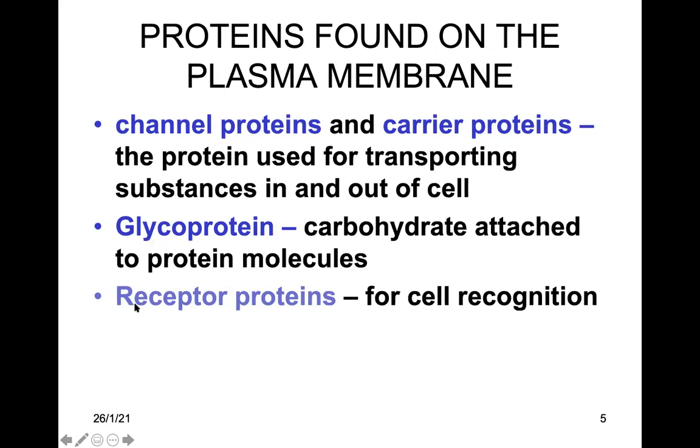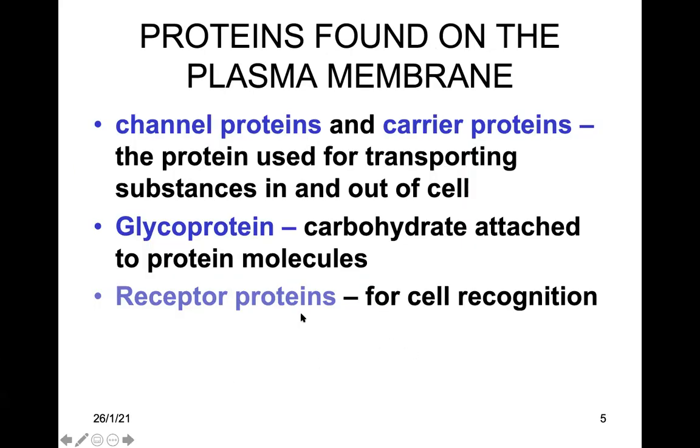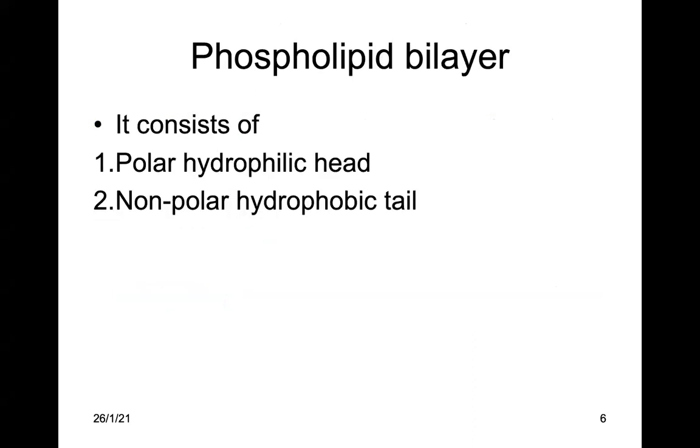Okay, and then we have receptor protein for cell recognition. This is for cell recognition because we know that we have so many kinds of cells, right? We have red blood cell, we have sperm cell, and so on. So every single cell has a different receptor protein. That's why I say it is for cell recognition. So that's it for protein.